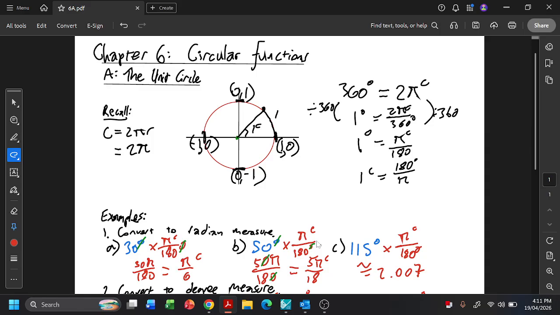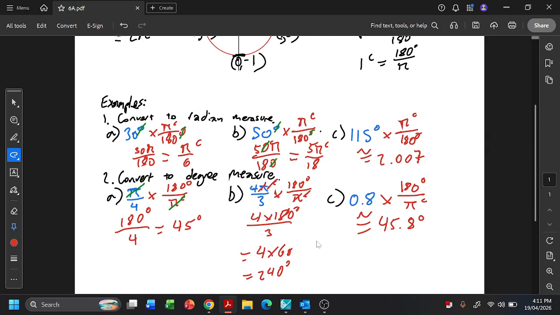All right, so that's how we use the unit circle, and that's also how we convert to degrees and to radians. All right, I'll catch you guys in the next one.